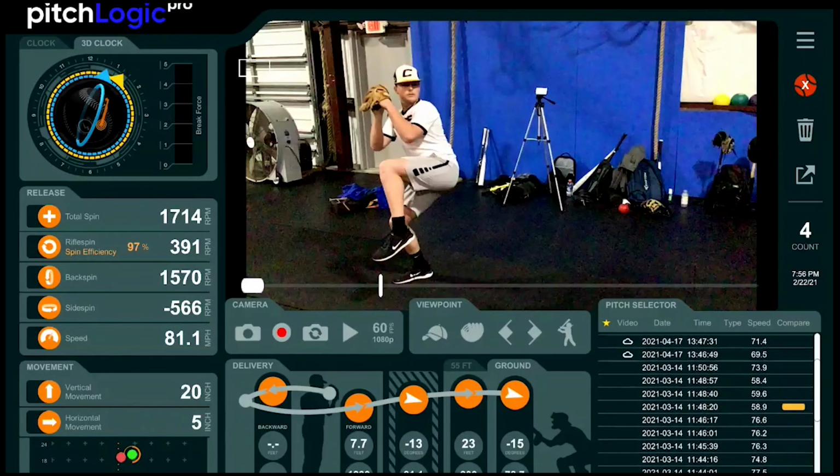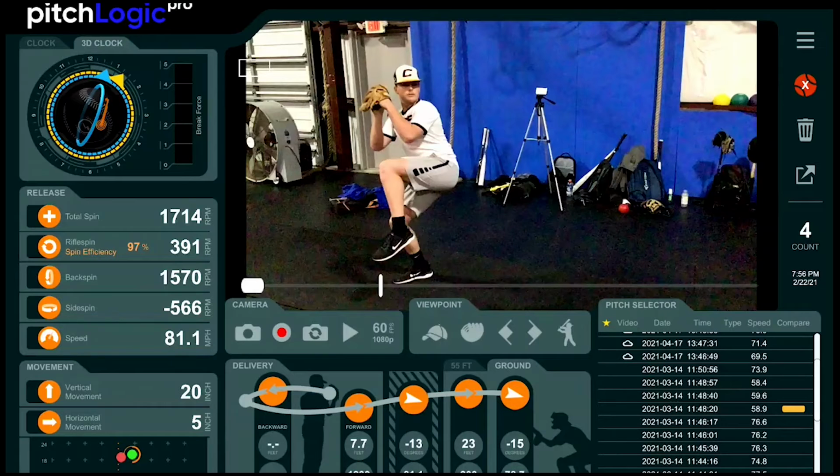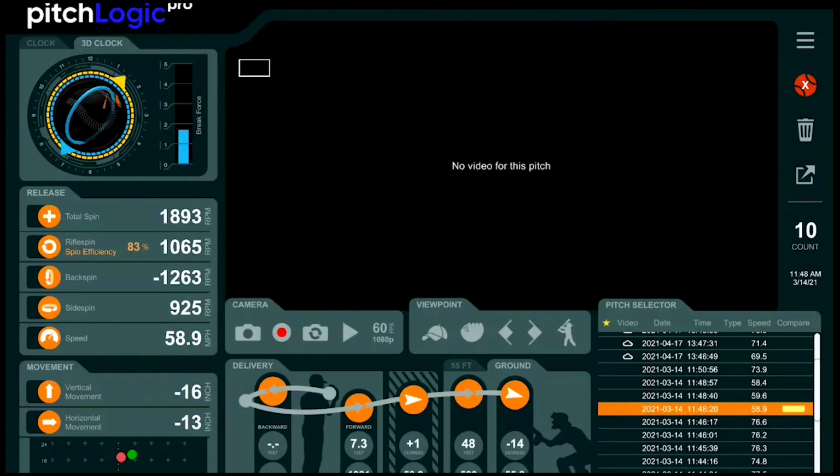So here's what happens if a curveball is thrown. That positive reading on backspin is then going to read as a negative number. So minus 1,263 RPMs of backspin on this pitch. What that's telling you is that this is really 1,263 RPMs of topspin. That's how I would break that down.